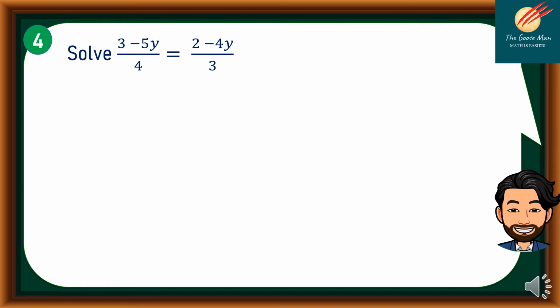Move on to problem number 4. Solve (3 minus 5y) all over 4 is equal to (2 minus 4y) all over 3. Now, instead of using the LCD, we will use the cross products. It means that we have here 3 times (3 minus 5y) is equal to 4 times (2 minus 4y).